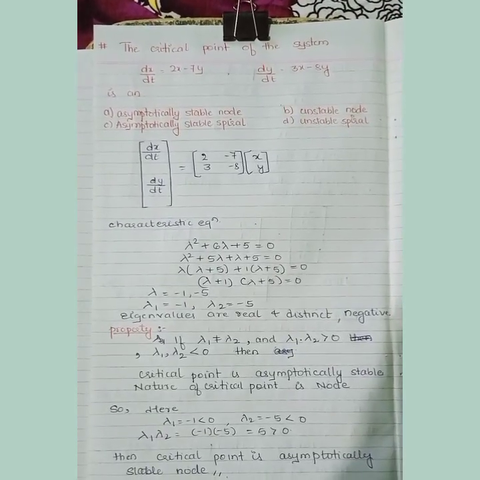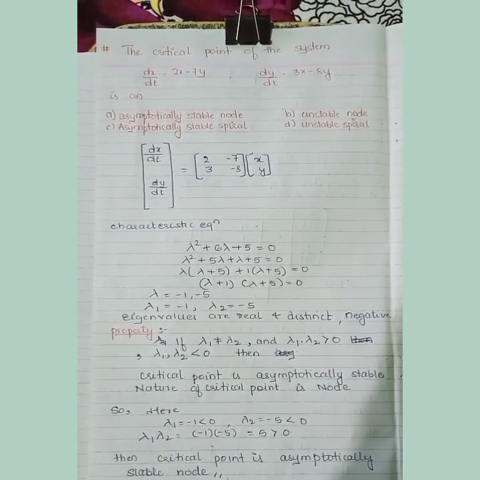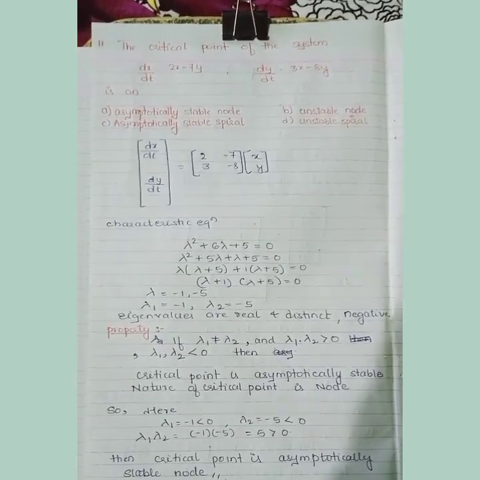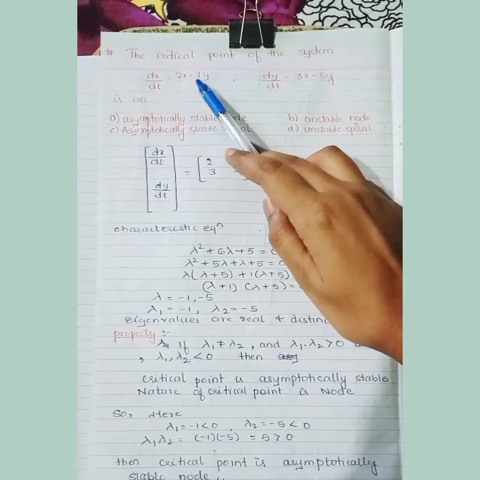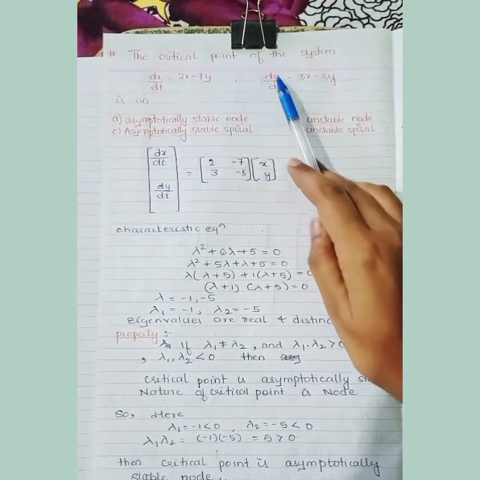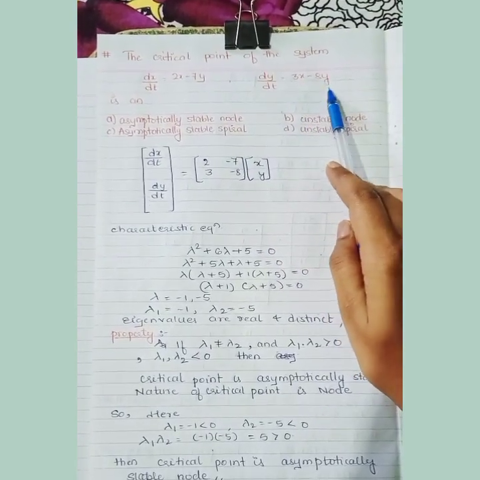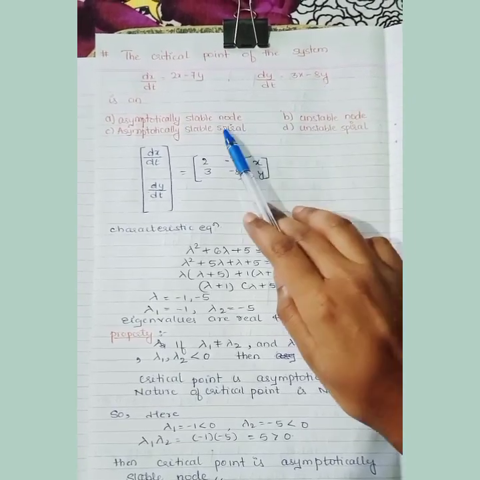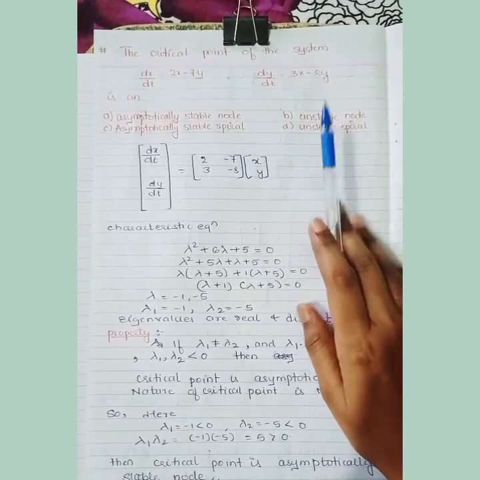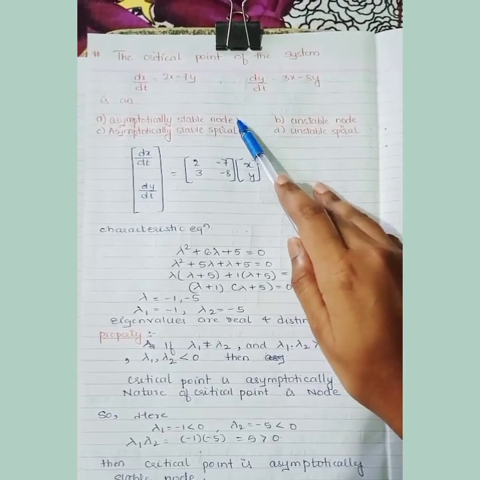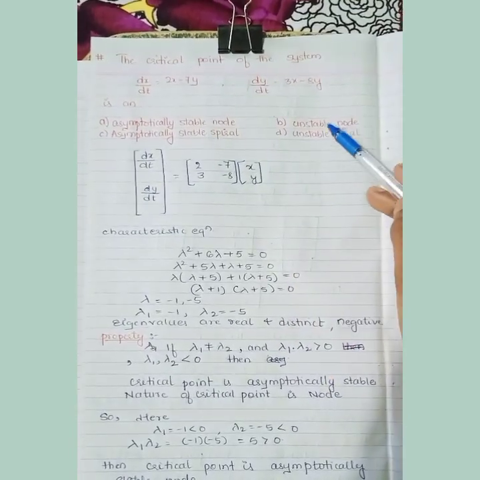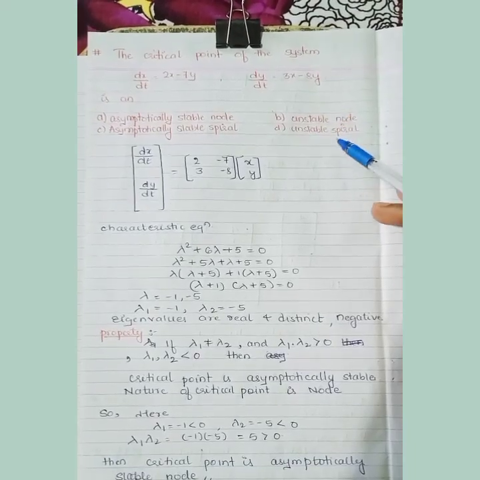Let's see one more question based on the critical point so that you can get clarity about that. Here the question is: the critical point of the system dx/dt = 2x - 7y, dy/dt = 3x - 8y. We have to check whether it is stable or unstable. If it is stable, at what point it is stable and what is the nature of that, whether it is a node or spiral. If it is unstable, whether it is a node or a spiral.